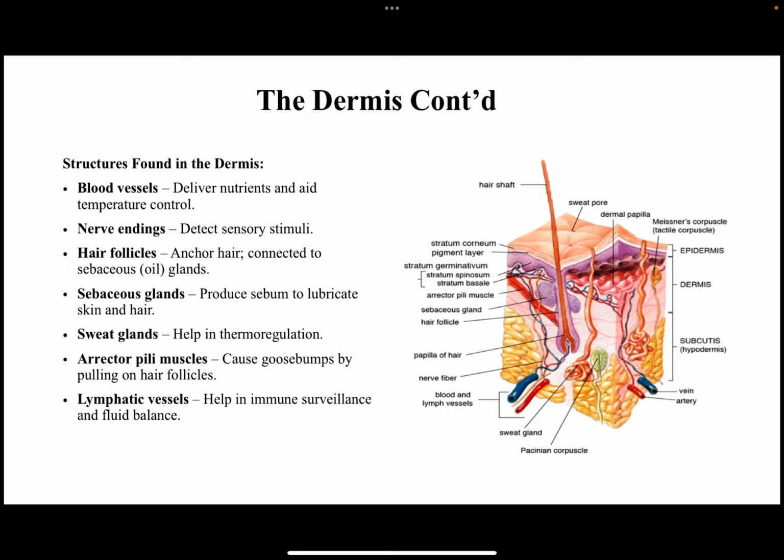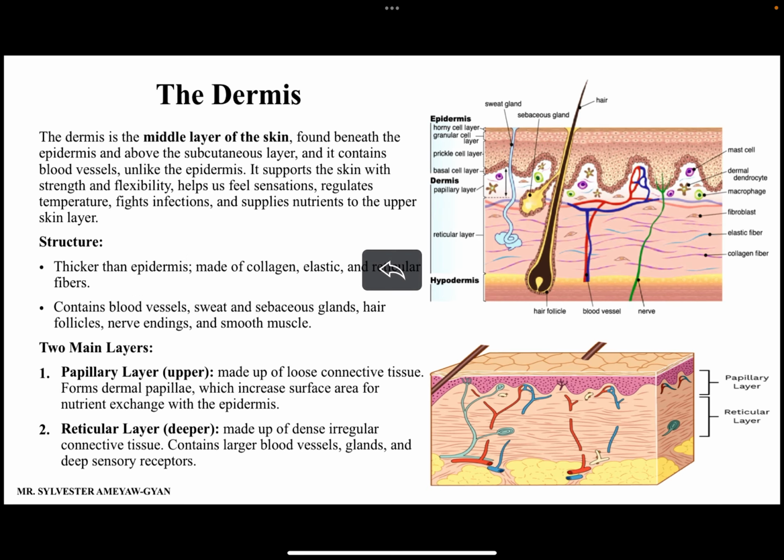Now let's move on to the structures that are found in the dermis. Look at the diagram again. If you are asked what the structures found in the dermis are, just look at the diagram. You can see the sweat gland, the sebaceous gland. The hair follicle also passes through the dermis. The blood vessels are also within the dermis. The nerve endings are also within the dermis. So blood vessels, nerve endings, hair follicles, sebaceous glands, erector pili muscles. We have a muscle that is connected. This muscle.